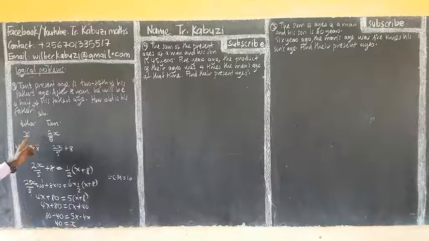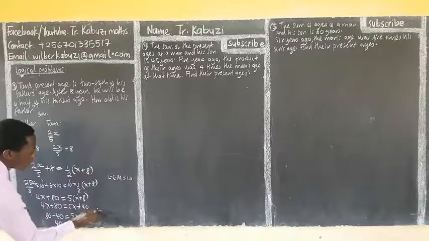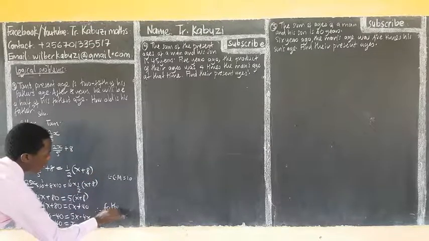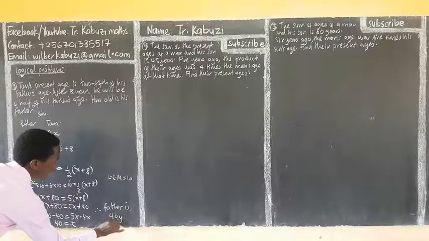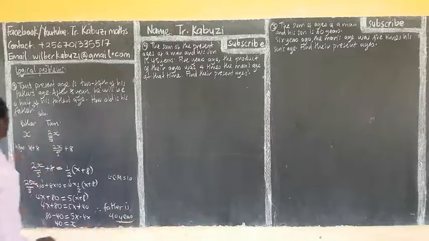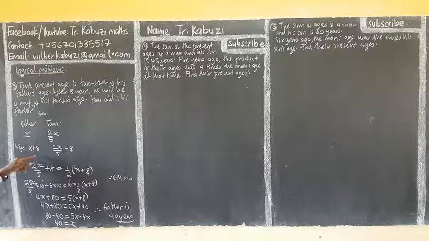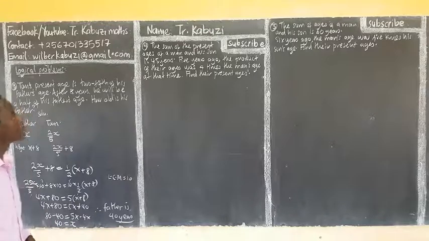It means that his father's age is 40 years. So therefore, the age of his father is 40 years. Why 40 years? Because his present age, before we add on the 8, is x. So that will be the age of his father.